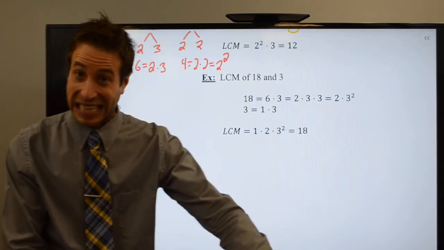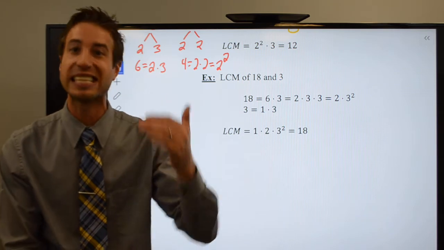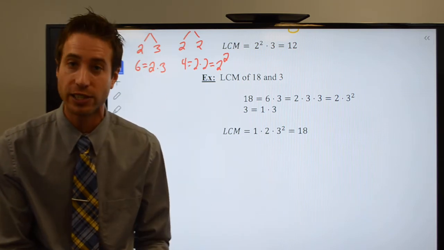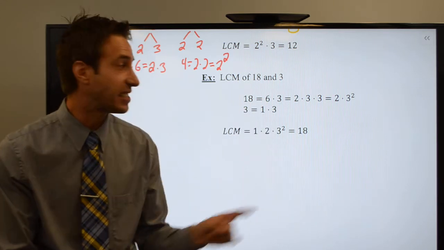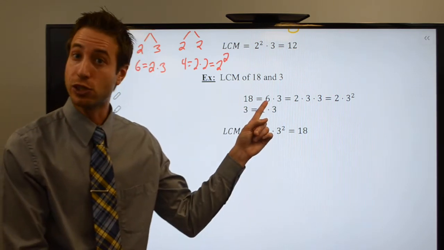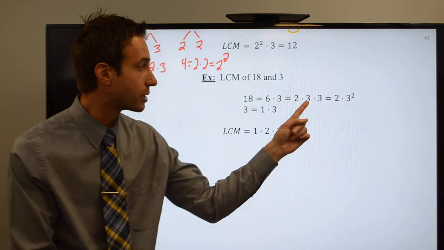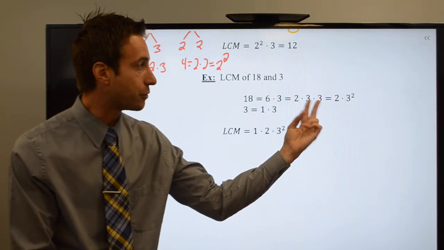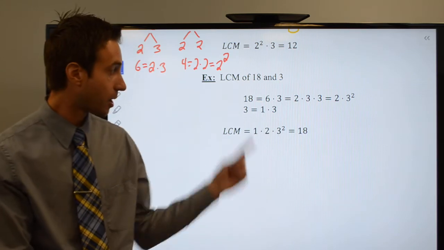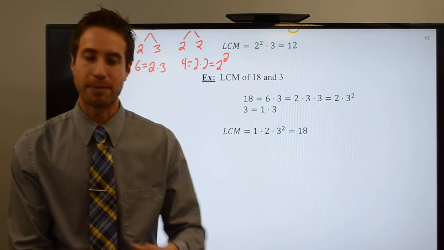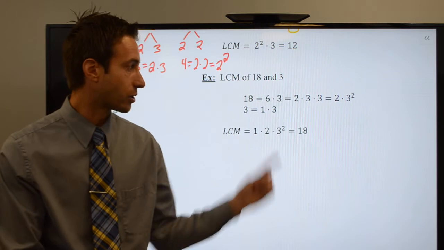Again, I'm going to do linear factorizations. You could just as easily do factor trees if you wanted to, but with linear factorizations, 18 is 6 times 3. But the 6 will split into a 2 and a 3. So 6 is 2 times 3 times 3. I have two 3s, so it's going to be a 3 squared. All right, so that's my factorization. Well, 3 is prime. It's just 1 and 3.